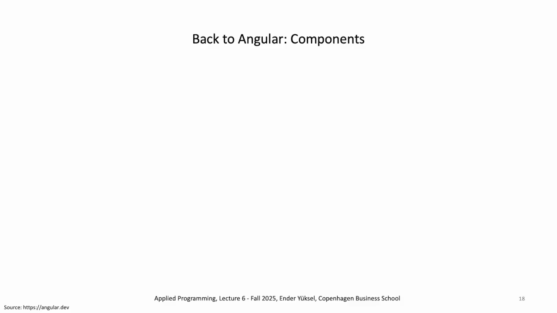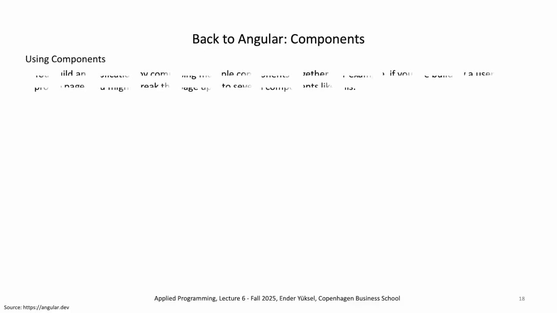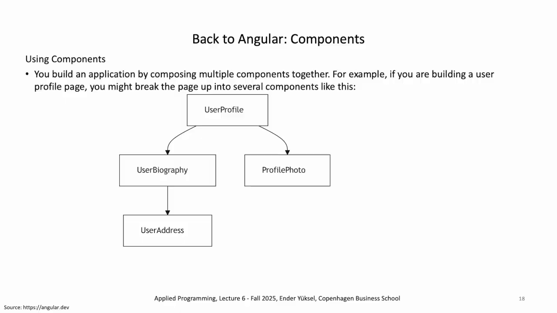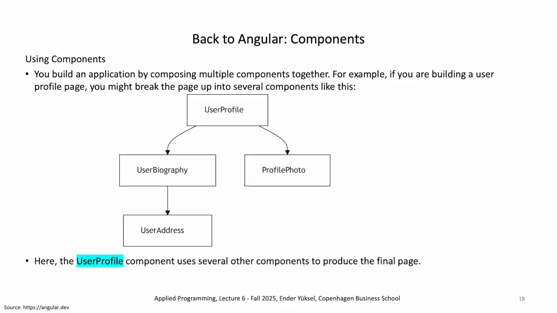Using components. You build an application by composing multiple components together. For example, if you are building a user profile page, you might break the page up into several components like this. We have a user profile component. Under that we have user biography, under which there is user address. Also under user profile there is profile photo component. Here the user profile component uses several other components to produce the final page.